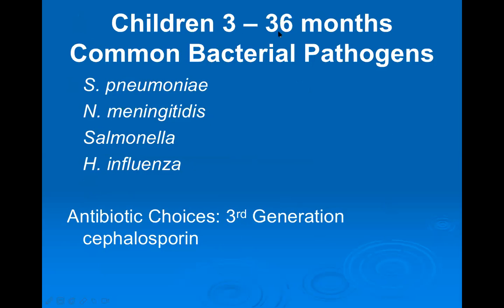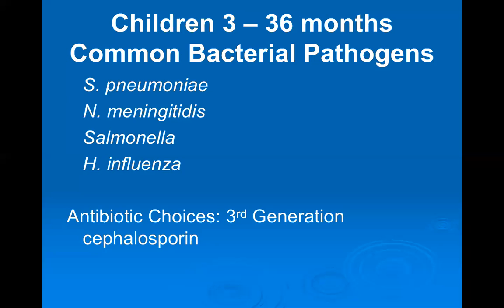Now, after 3 months, up to 36 months or 3 years, these are the common bacterial pathogens: Streptococcus pneumoniae, Neisseria meningitidis, Salmonella typhi, and Haemophilus influenzae. So only one antibiotic will cover all of them for this age group, that is a third generation cephalosporin.